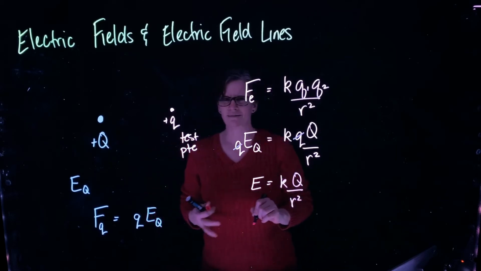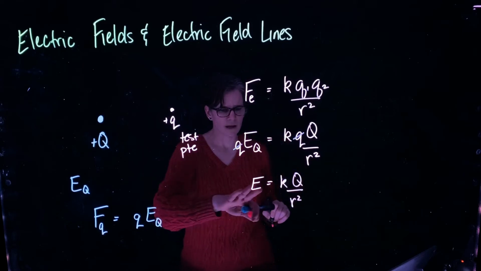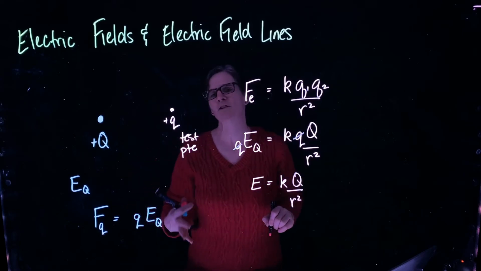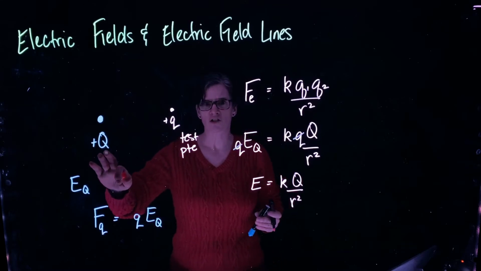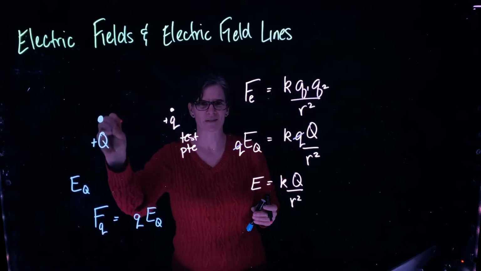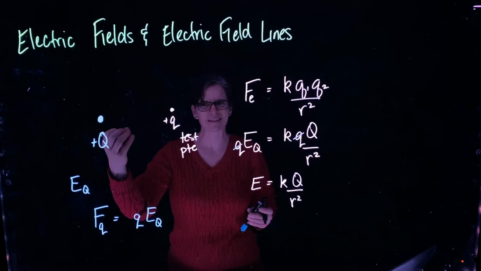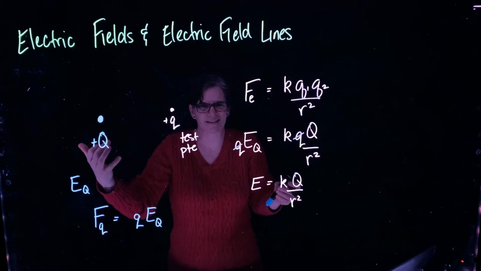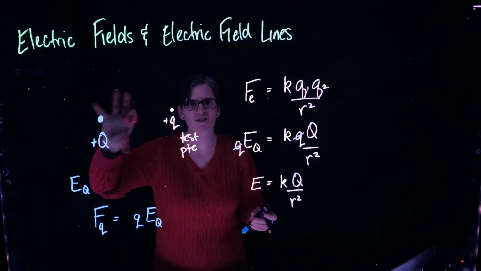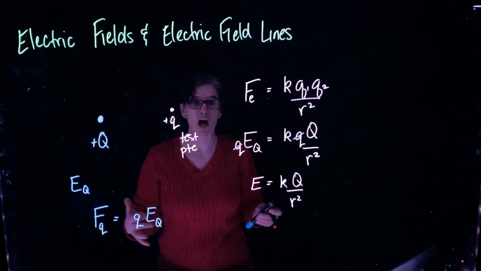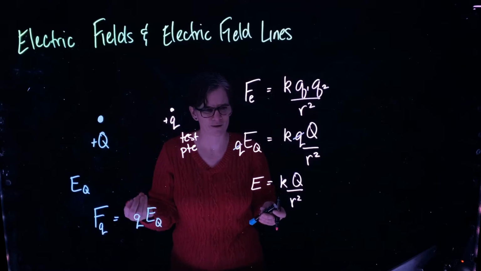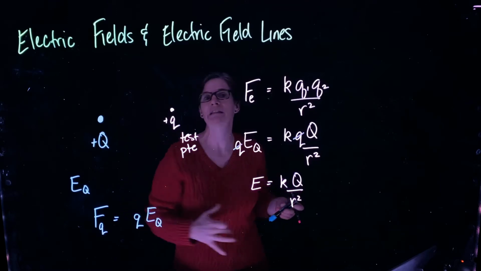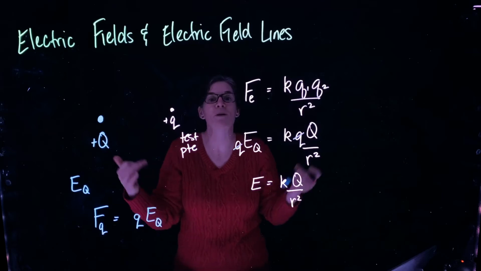So does that seem reasonable? Well, what should the influence of the space be dependent on? Well, if I have a large charge compared to a small charge, one might expect that the influence of the space is going to be different. A large charge is going to have a bigger influence, a larger field, than a small charge with a smaller influence or a smaller field. So our electric field is proportional to the charge which is making that field.